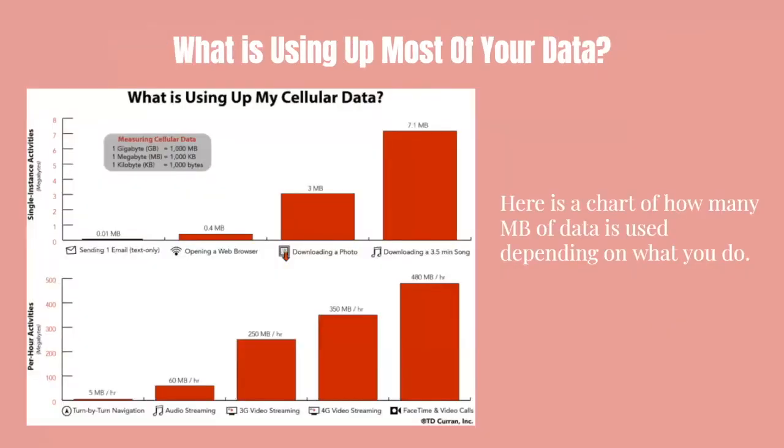So what is using up most of your data? Here's a chart of how many megabytes of data are used depending on what you do. If you look at the chart, you can see that things such as downloading a song or downloading a photo will take a lot more data than opening a web page on your phone or maybe sending an email. Things such as video calls also use a lot of data, like we're in right now. Watching videos also uses a lot, and streaming music as well. And using the least would be things such as Google Maps for directions.